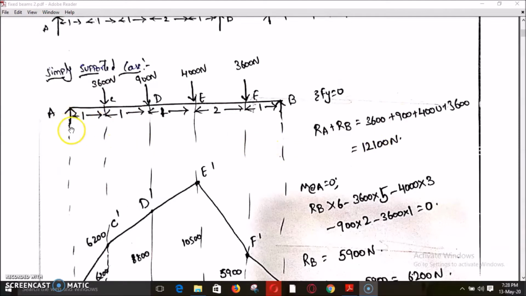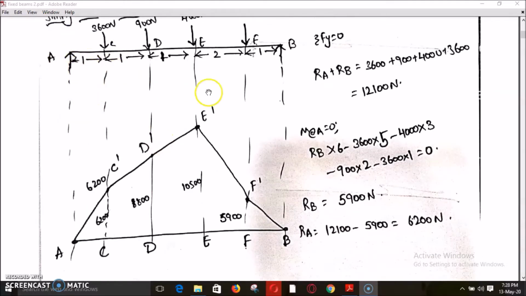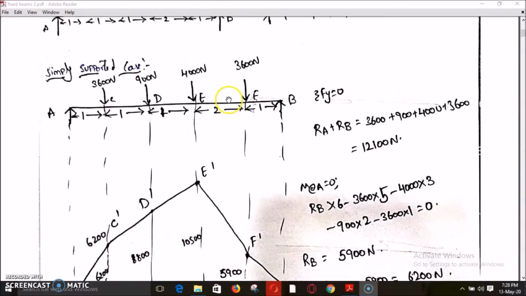And moment at A or B is equal to 0. So I am taking moment at A is equal to 0. That gives me RB into the distance from here to here, which is 6. Since it is a right hand anti-clockwise moment, it will be positive. So RB into 6. These all loads are right side clockwise moments, so these will be negative.